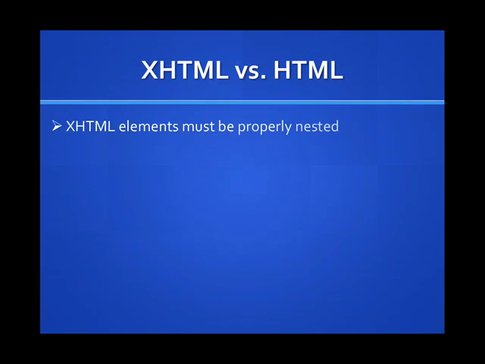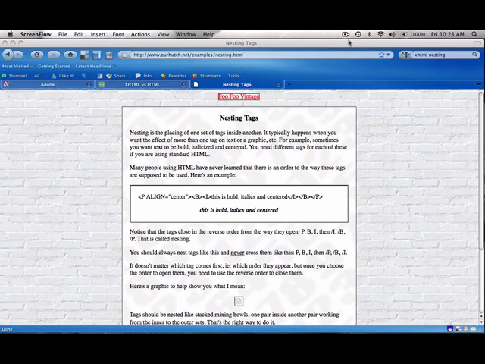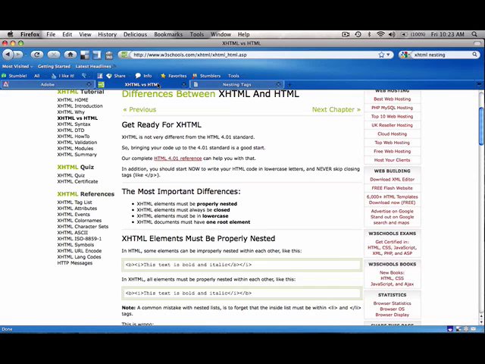XHTML elements must be properly nested. Nesting is the process of placing one set of tags inside of another. Typically, you would need to nest a tag if you want to apply the effect of more than one tag on text or graphics. In XHTML, elements must be properly nested in the correct order.